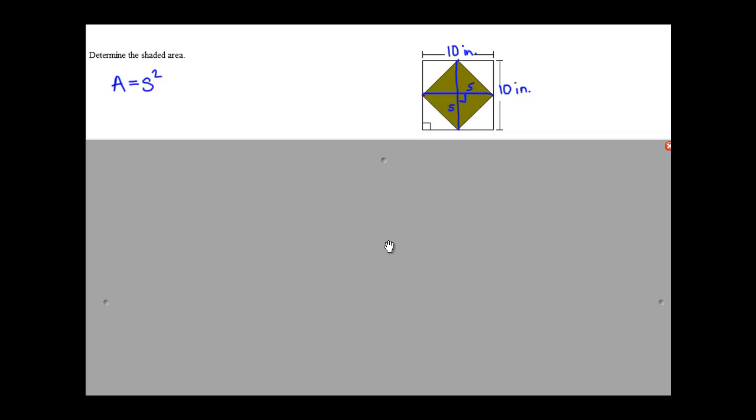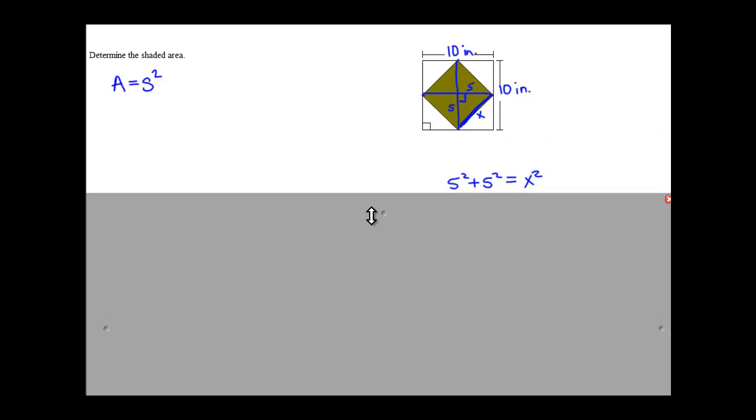Half of 10 is 5. So then if I wanted to find the side of the square, you're actually looking at the hypotenuse of a right triangle. And so we're going to use the Pythagorean theorem, which is a squared plus b squared equals c squared. We want to make sure that the c squared part is your hypotenuse. I'm going to label that with an x.